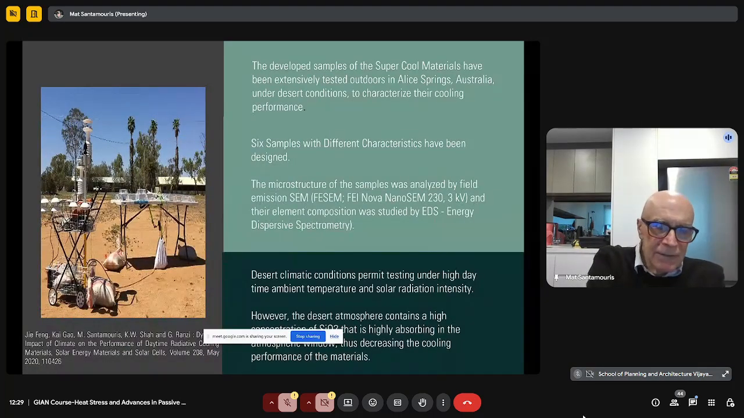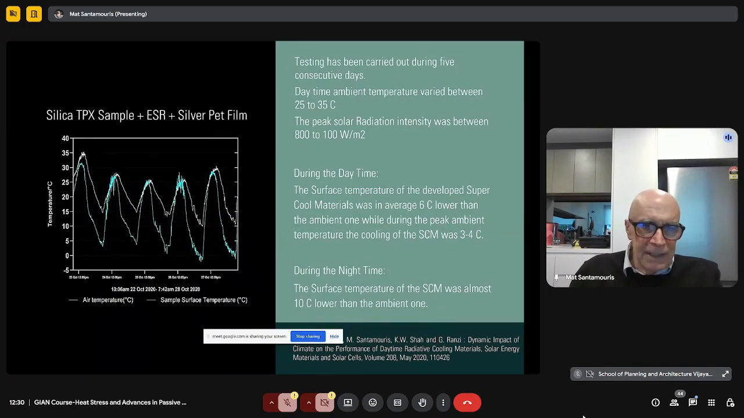These materials were tested under the Australian sun in desert conditions and for an extended period, and I'd like to show you the results. During the daytime, this is the ambient temperature, this is the temperature of the materials. These materials presented up to 8 or 9 degrees surface temperature below the ambient one. It's a natural air conditioning without the use of any air conditioning. During the night, these materials may present up to 15 to 20 degrees lower surface temperature.